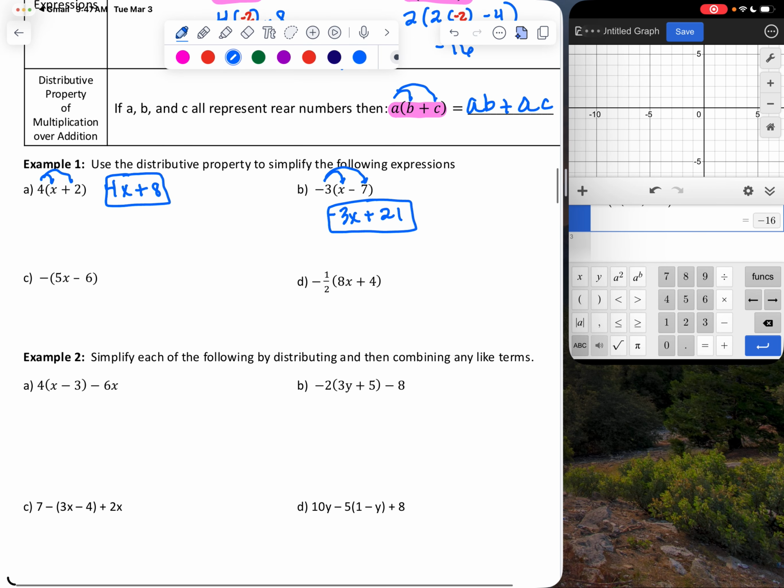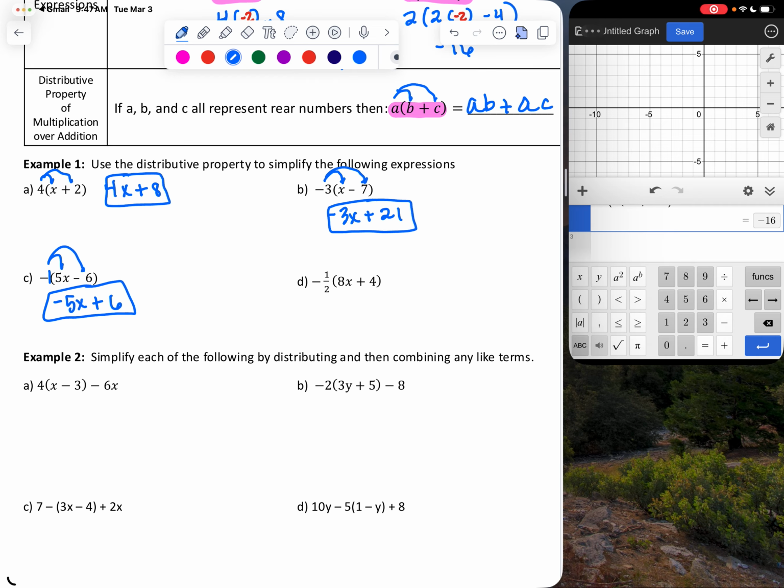Now, something interesting happens in problem C. We have a negative, and then we have the quantity 5x minus 6. When this happens, it may help you to write in a negative 1 there, so you'll remember what you're multiplying by. So negative 1 times 5x and negative 1 times negative 6. So negative 1 times 5x gives me negative 5x. And negative 1 times negative 6, a negative times a negative is a positive, so that would be plus 6.